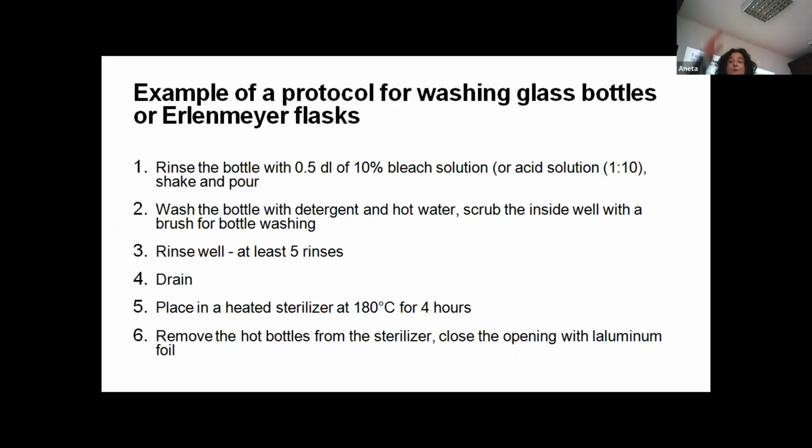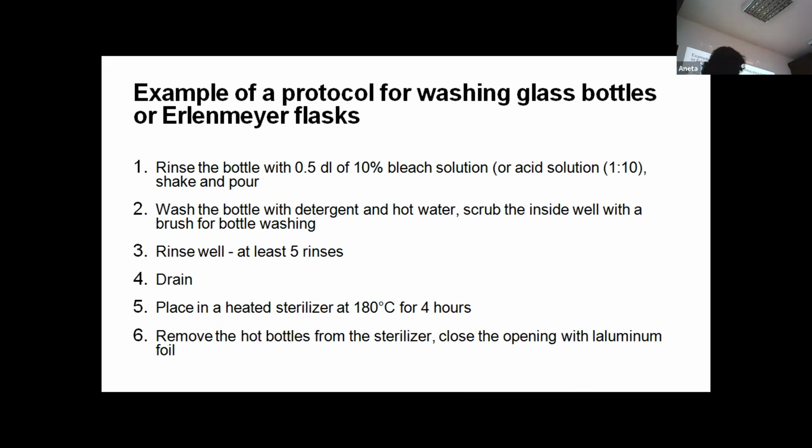Then an example of a protocol for washing glass bottles or Erlenmeyer flasks. I'm not reading all of this, but this is important. For example, you wash it properly, you disinfect it, you sterilize it, and after that you don't close your Erlenmeyer flasks with aluminum foil or something that you think will keep it sterile. No, it will not work. This is what we are also using at home when you are preparing some marmalades or something. We use the same things. Otherwise, it would be contaminated.